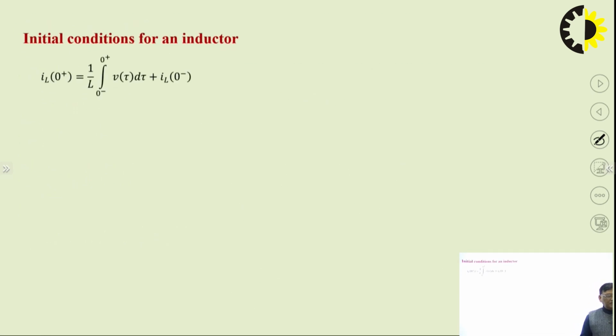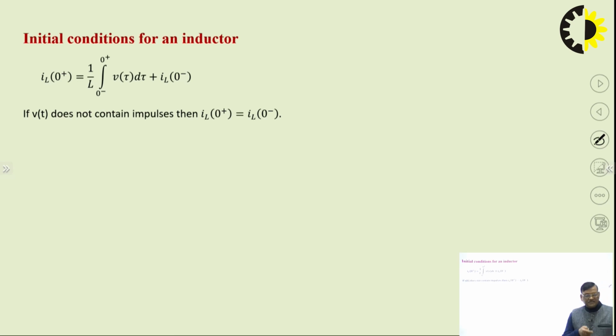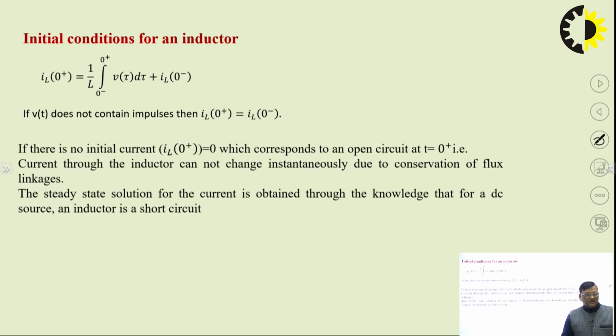Now come to the initial conditions for an inductor. We can write the equation for the inductor: i_L is equal to 1 by L integral of v(tau) d tau plus the initial current through the inductor. If v(t) does not contain impulses, then i_L(0+) is equal to i_L(0-), and if there is no initial current, then i_L(0) is 0, which corresponds to an open circuit. So, current through the inductor cannot change instantaneously due to conservation of flux linkage.